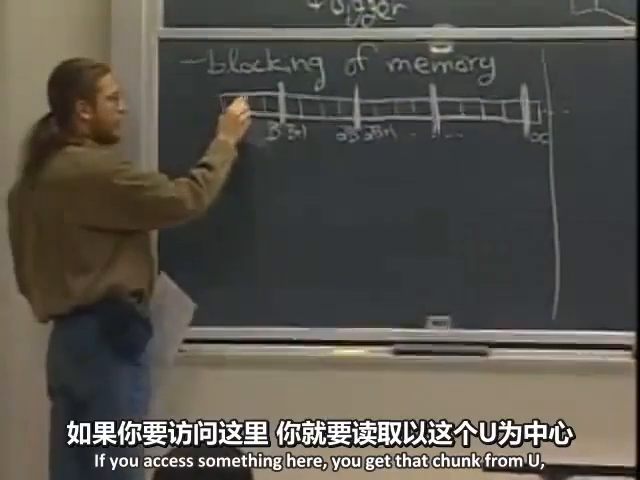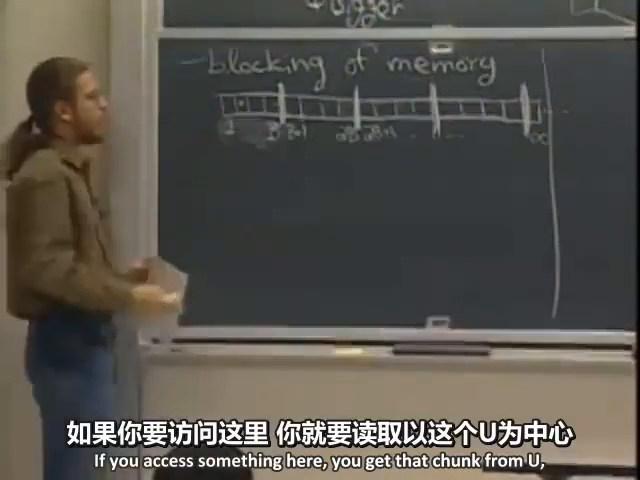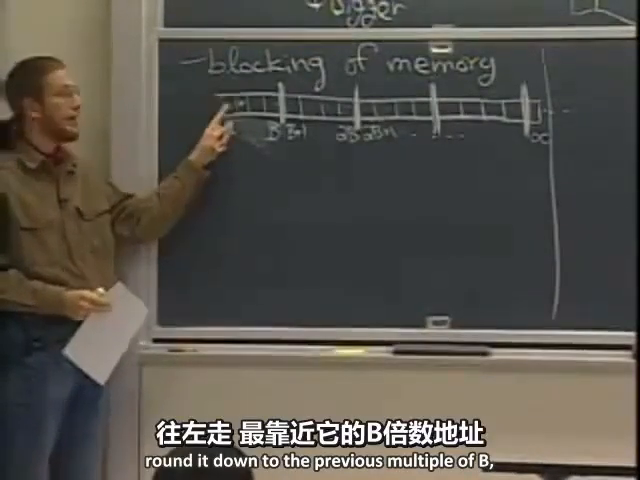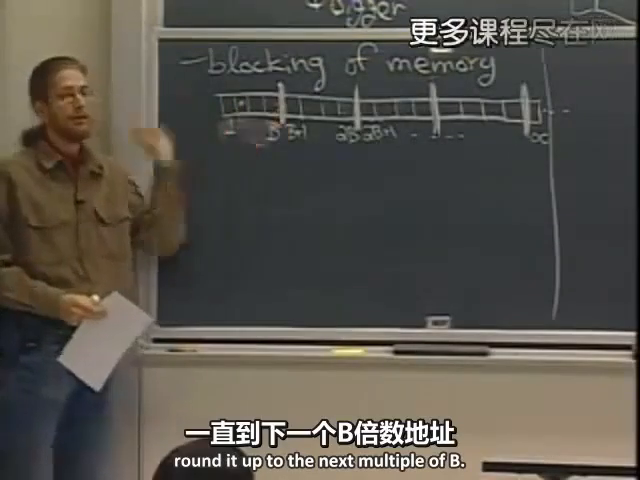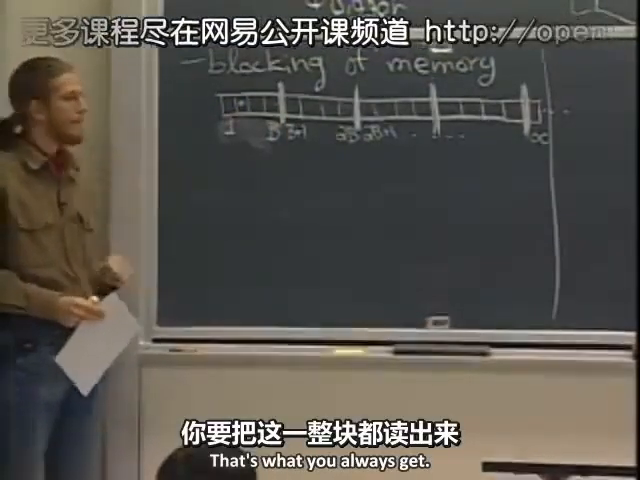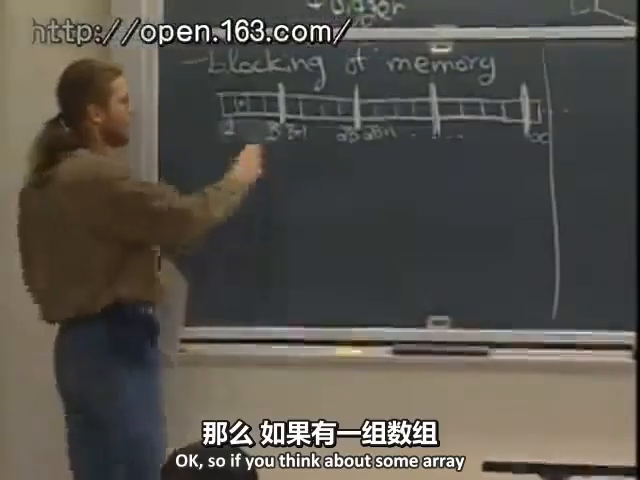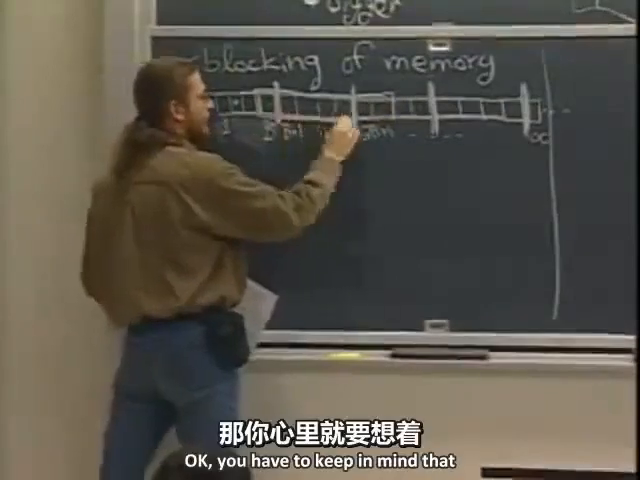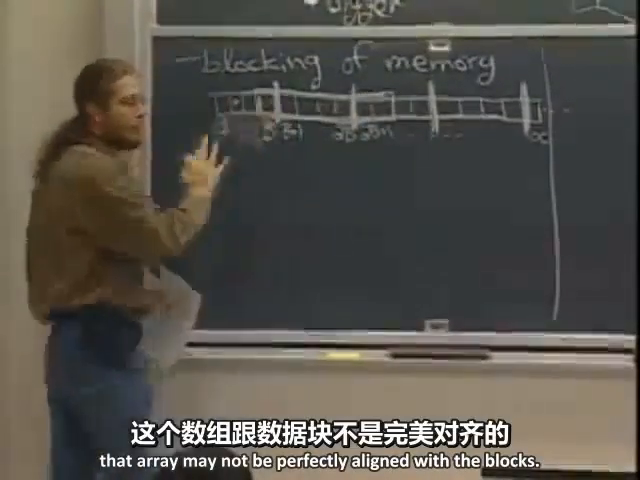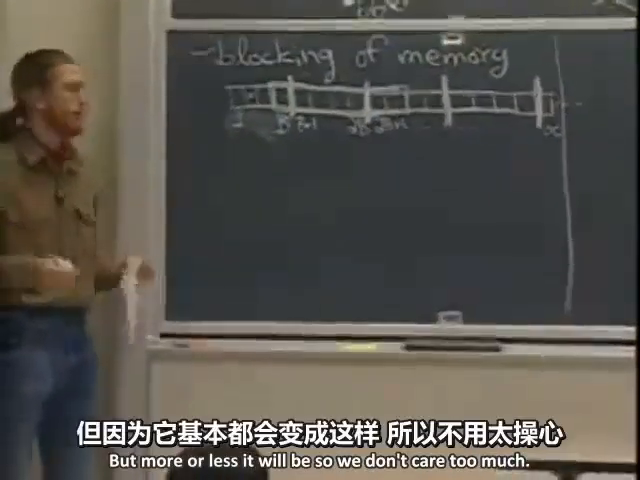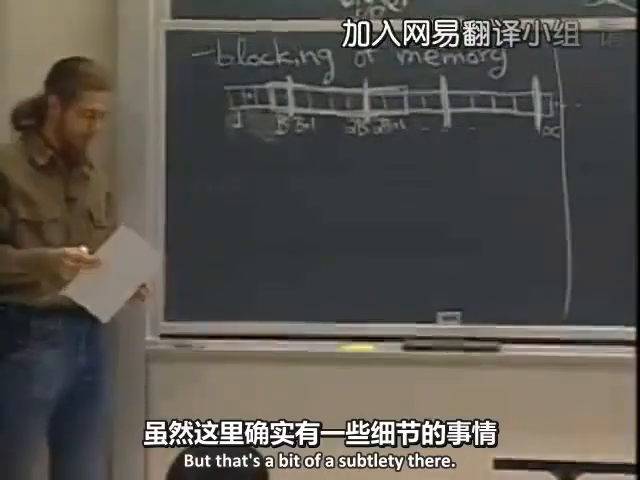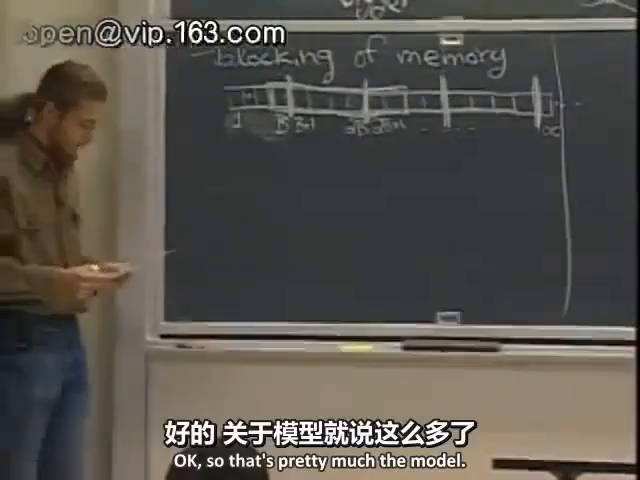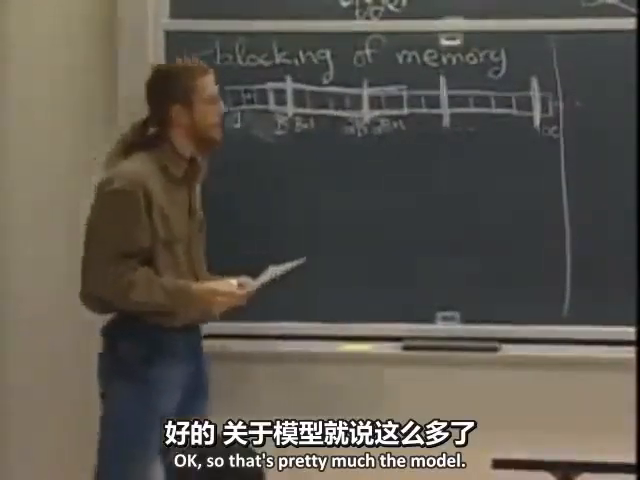If you access something here, you get that chunk from u rounded down to the previous multiple of B, rounded up to the next multiple of B. That's what you always get. So if you think about some array that's maybe allocated here, you have to keep in mind that that array may not be perfectly aligned with the blocks, but more or less it will be, so we don't care too much. But there's a bit of a subtlety there. That's pretty much the model.